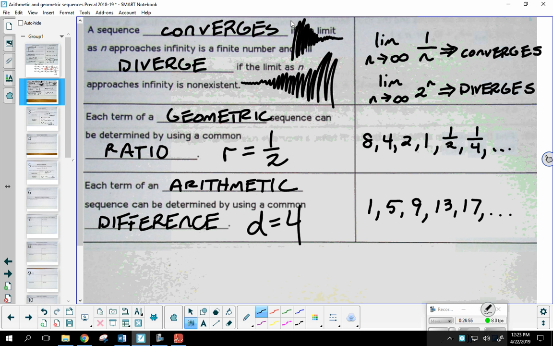Okay. So one of these will diverge. One of these will converge. Remember, if it converges, that means you're going to be approaching a specific number. It's kind of like the sequence is getting smaller and smaller. If it diverges, that means your sequence is not approaching a specific number. That means probably your values are getting larger and larger. What would you say about the geometric one here? Would you say it converges or diverges?